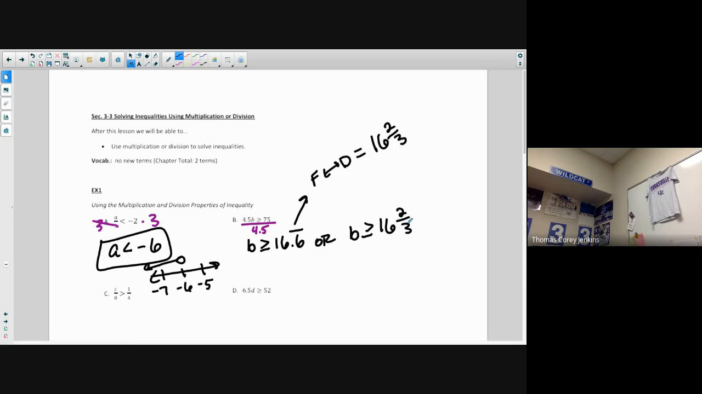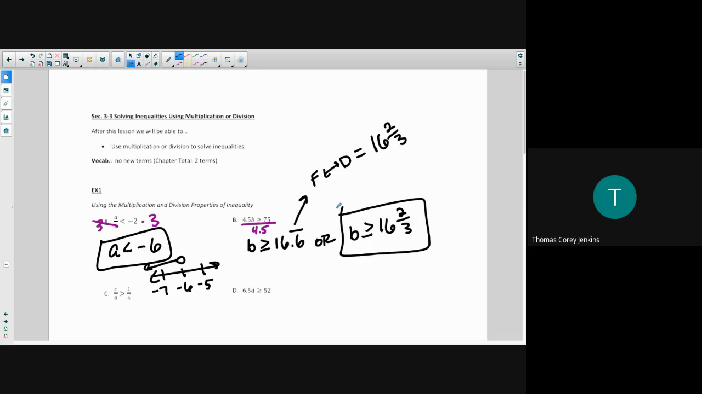Or it might give you an improper fraction, and that's fine too. All right, so that's what that looks like. Interval notation for that one would look like this. So if we're going greater than that, this would be my low boundary, and it is included, so it'd be bracket 16 2/3, and then everything greater than that, so heading toward infinity.